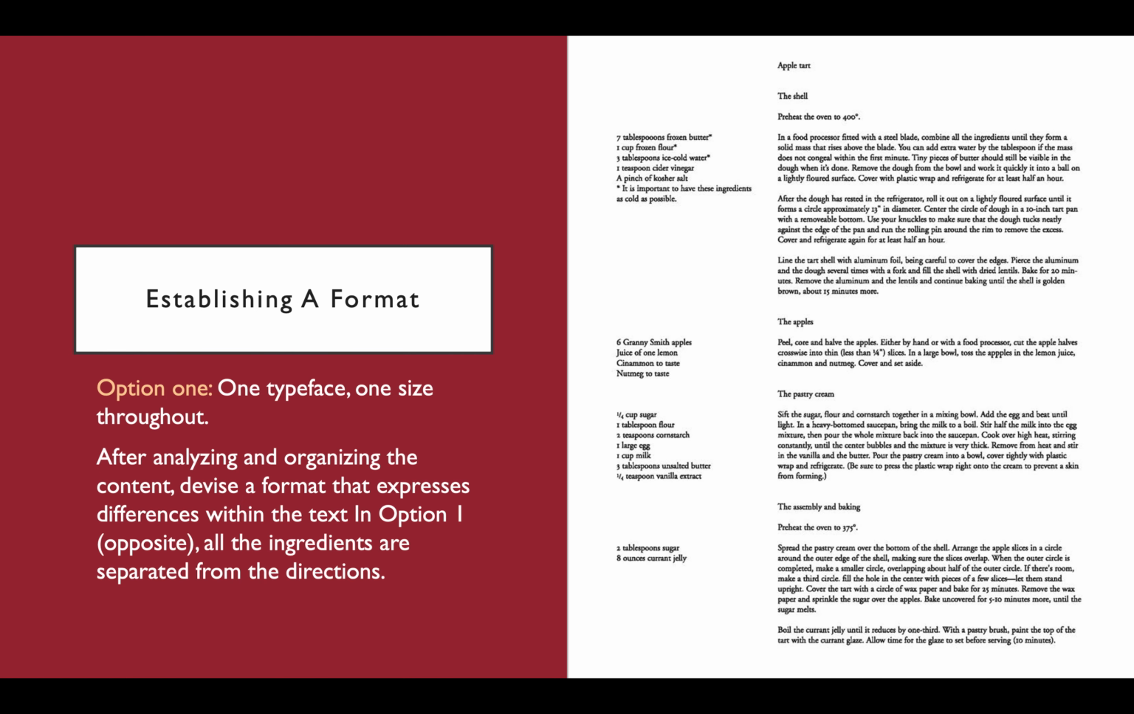So here's his first option, using one typeface and one size throughout. In this case, he's using spacing and alignment in order to pull out the various parts of the instructions. And so here, he separated the ingredients from the steps that they go with. So we're using left align with a right ragged edge throughout. And he's using where the alignment is in order to make it clear what's ingredients, what's not.